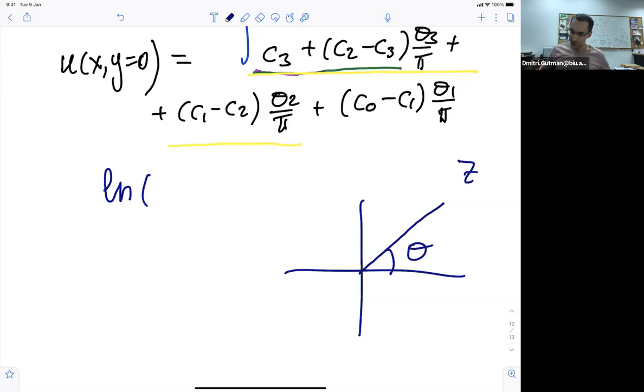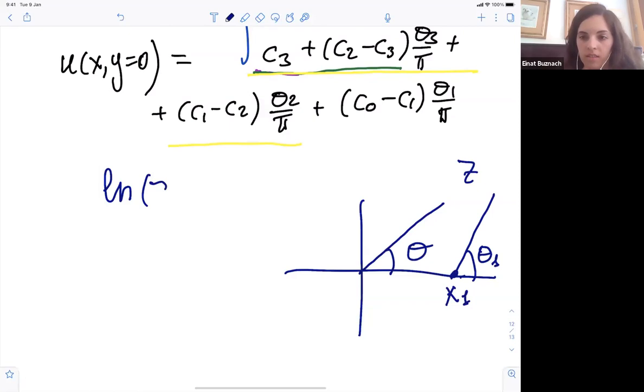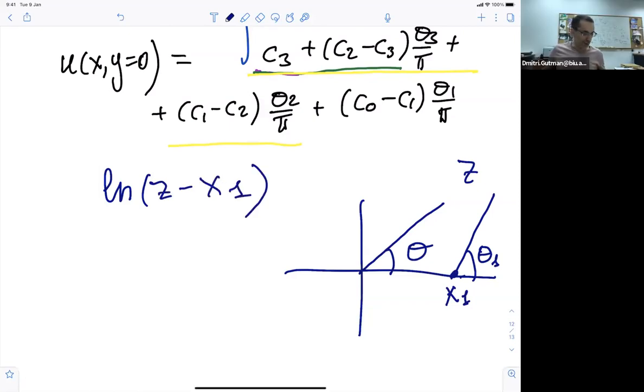הצירים. אם יש לי זווית שיוצאת מאיזושהי נקודה אחרת, נגיד, זאת נקודה x1. לן של איזה ארגומנט אני צריך לקחת שהוא ימדוד לי את הזווית מהנקודה הזאת? z מינוס x1. בדיוק, z מינוס x1. זו פונקציה שסופרת את הזווית מנקודה x1.